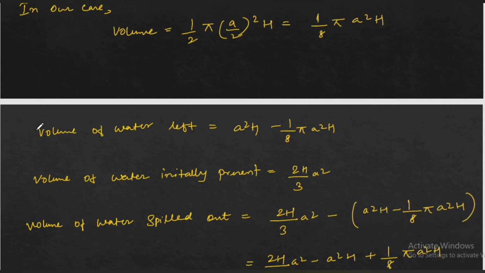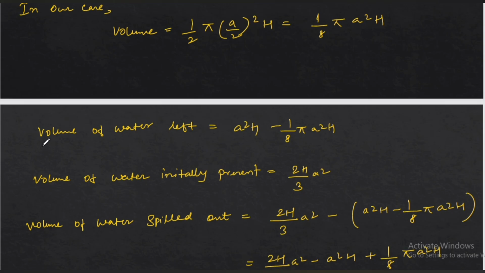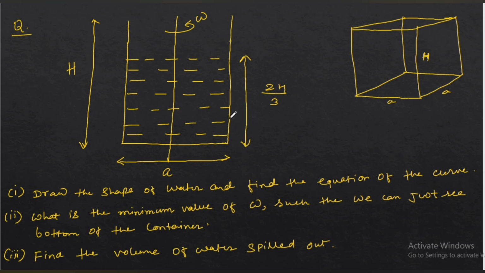Now, what will be the volume of the water left? First of all, find the volume of this whole container. It is a square h, because the base area is a square and the height is h. If you subtract the volume of the paraboloid, the remaining volume will be the volume of the water. So the volume of the water left will be a square h minus 1 by 8 pi a square h. Now the volume of the water initially present is 2h by 3 times a square, because the height of the water level is 2h by 3 and the area of the base is a square.